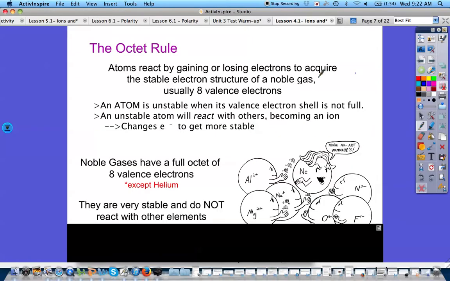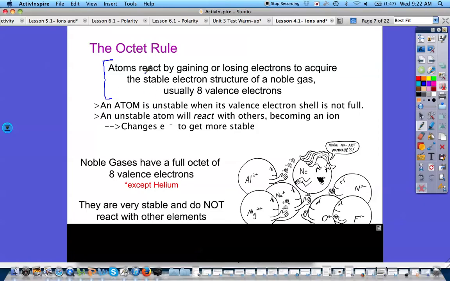The octet rule, we've already discussed this, but atoms react by gaining or losing electrons to acquire the stable electron structure of a noble gas, and this is usually 8 valence electrons. An atom is unstable when the valence electron shell is not full, and so an unstable atom will react with other atoms, becoming an ion when we have changes to the electrons to get more stable.